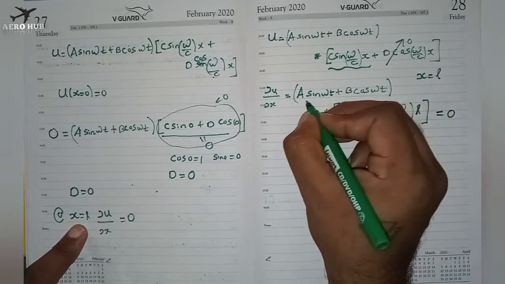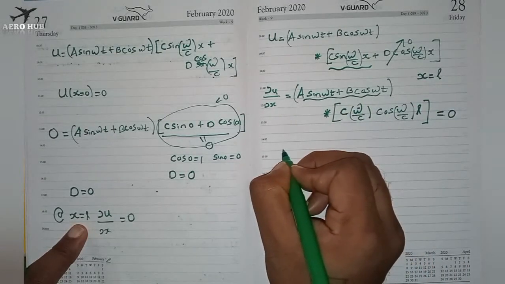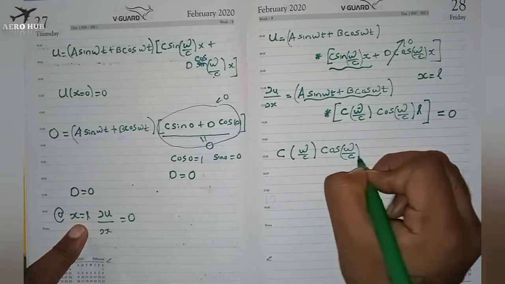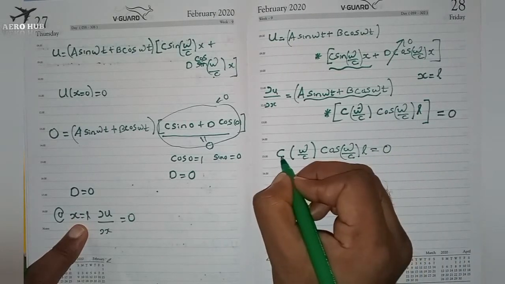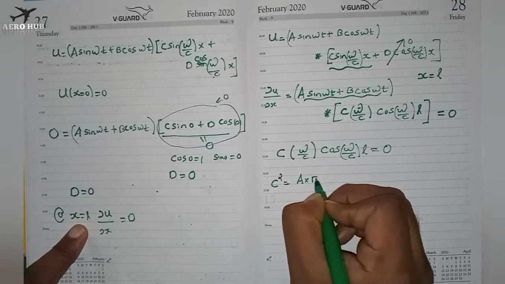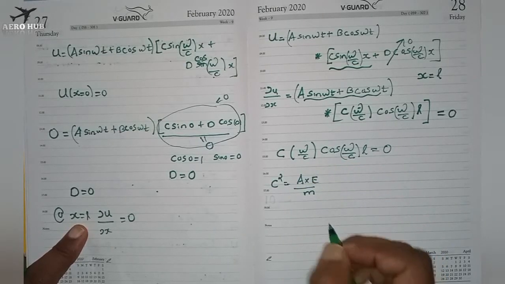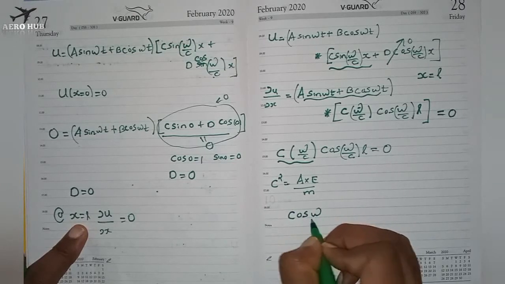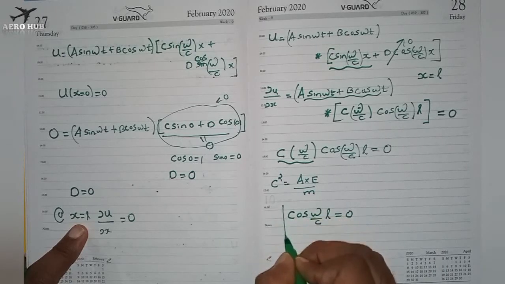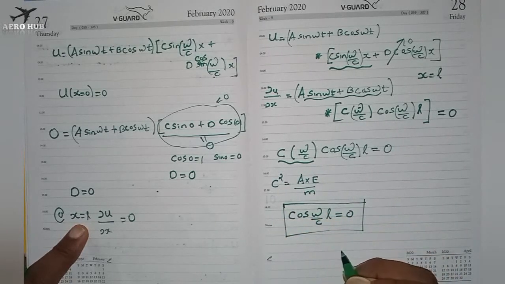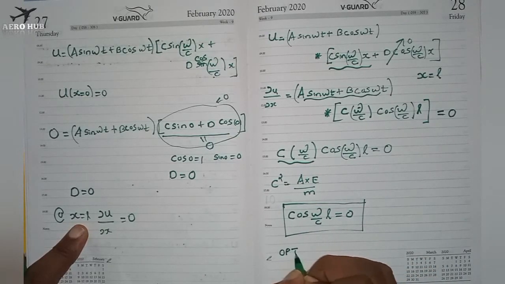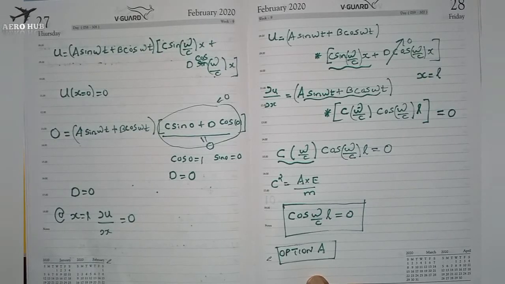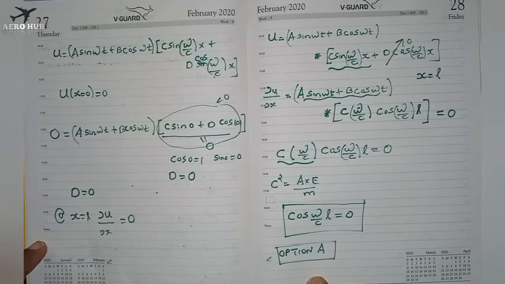This equation is the fundamental equation that cannot be equal to 0, so I can write C into omega by C into cos (omega by C) L is equal to 0. And what is C? C square is A into E by mass, and omega also has a certain value, so this term cannot be equal to 0. So I can write cos (omega by C) L should be equal to 0, and this is the satisfying condition to obtain the value of natural frequency, and the option is option A. You can see option A will be the answer. So that's all about this short lecture. We will see you in the next lecture. Thank you for listening. Take care.